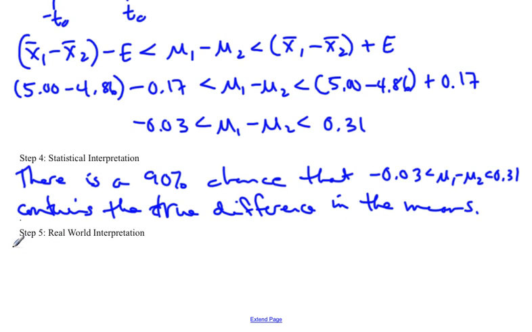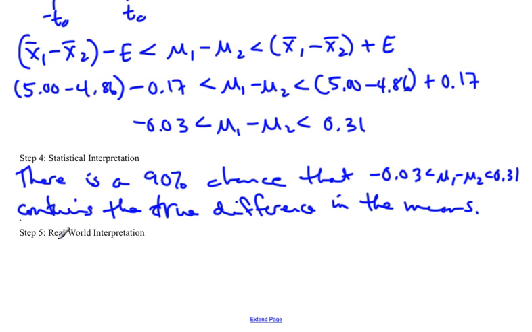So now we get to the real world. Because the lower limit is negative, a negative value means that mu1 must have been smaller than mu2. Because the upper one is positive, that would mean that mu1 is greater than mu2. We don't know what value this difference takes on, so it could take on any of the values in this interval. So it could be that mu1 is less than mu2 by a certain amount, and it could be that mu1 is greater than mu2 by a certain amount.